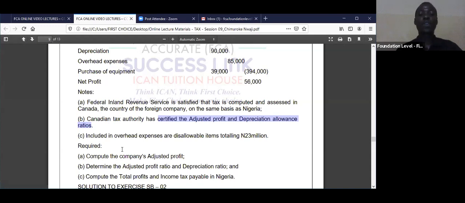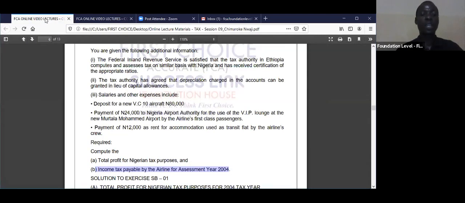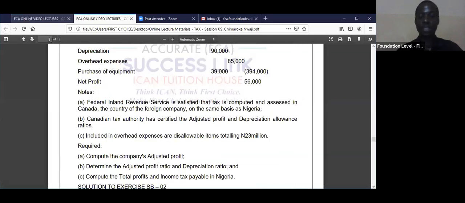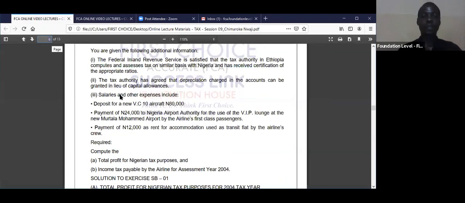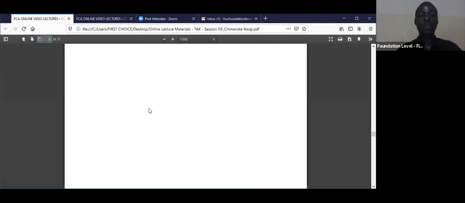Now they said compute the company's adjusted profits. So how do we get the adjusted profits? The adjusted profit here, let's go down. Which page is that? It's page 9. So here is page 6. Let me go to page 9. Adjusted profits.